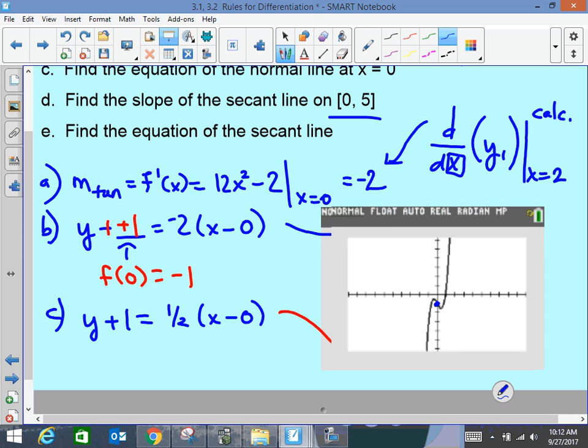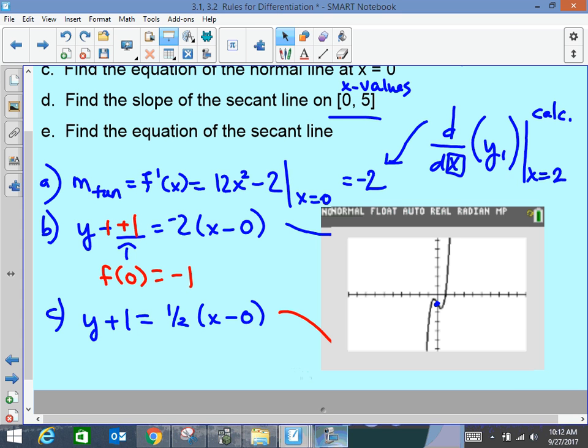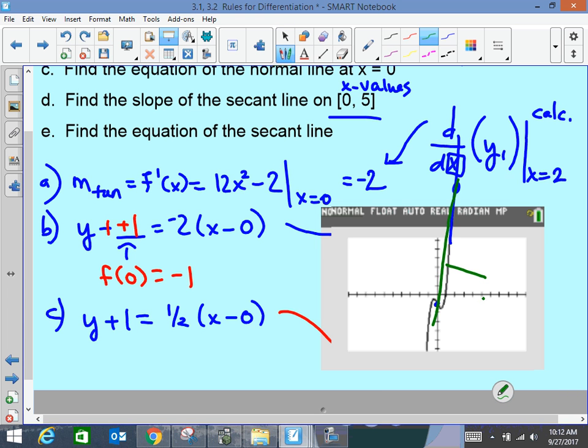That means the x values, these are my x values. Okay? Double check. Yeah. Okay. So my x values are from 0 to 5 away, let's say up here. Okay? So we are looking for this line. That's my secant line. Okay? So how do we find the slope of the secant line?